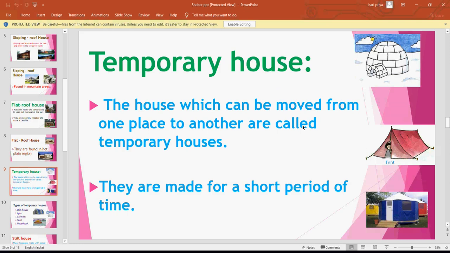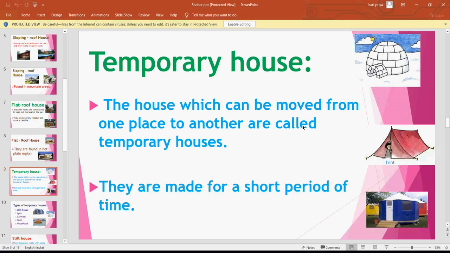Okay, so we saw about bungalows, apartments and all, right? So they come under permanent house, but now we are going to see many types of houses which come under temporary house. Okay, can we see what are all the types coming under temporary house? Okay. So let me define the temporary house first. The house which can be moved from one place to another is called temporary house.